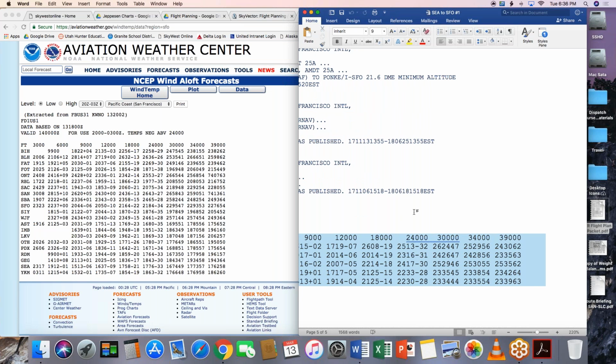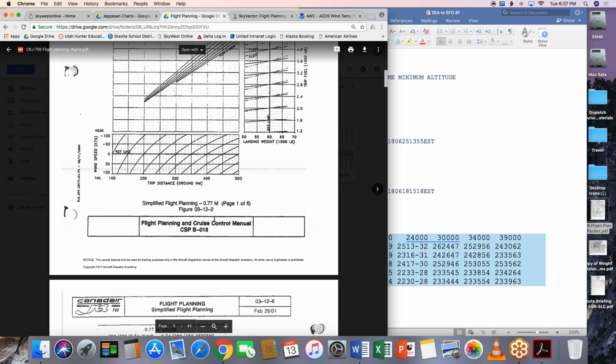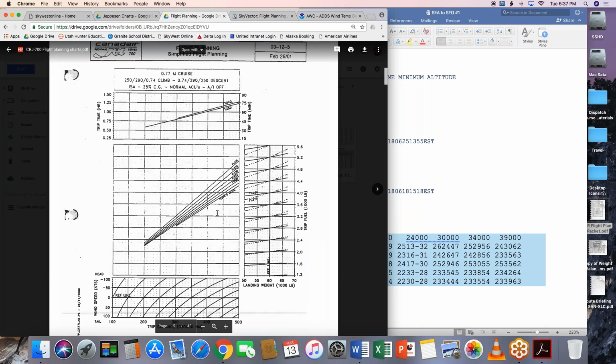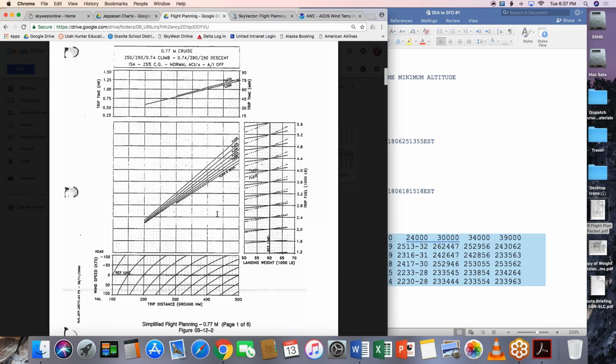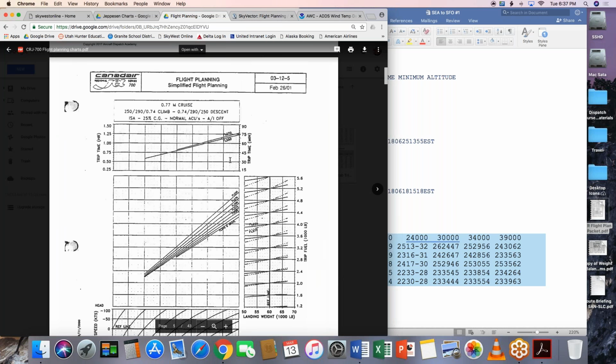So we've got our average winds and temperature. We have our average heading. We have our distance, estimated fuel. So let's figure out the simplified. So here comes the spaghetti charts. You gotta love it, baby.